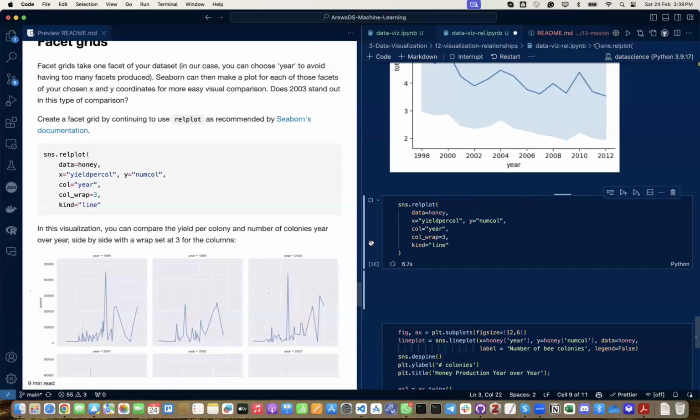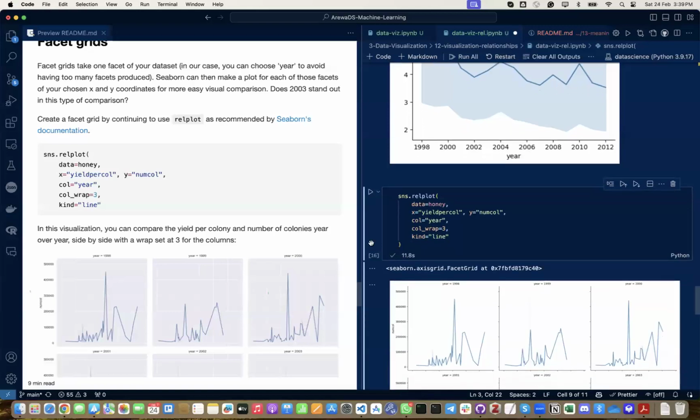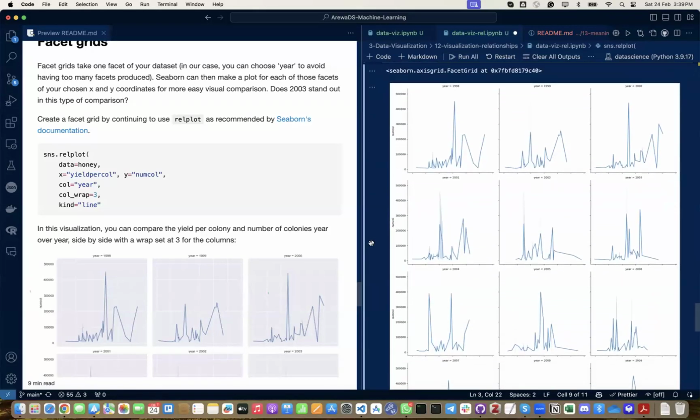So this is drawing the graphs for us. Yeah. So you can see you've drawn a lot of graphs in one graph. So subplots. You've drawn many subplots in one plot. And it's given you the relationship between the number of colonies and the year.